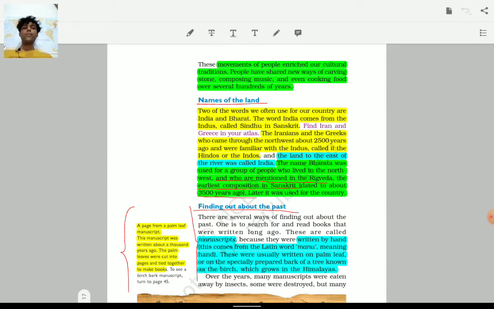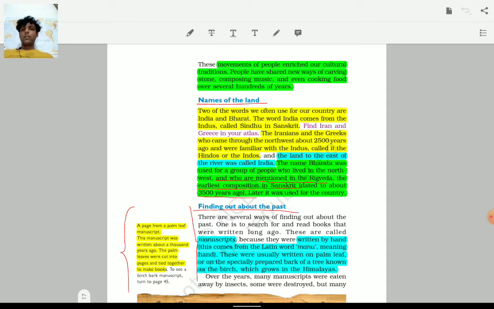The word India comes from the Indus, called Sindhu in Sanskrit. The Iranians and the Greeks who came through the northwest about 2500 years ago were familiar with the Indus and called it Hindus or Indos. So the Iranians called it the Indos or the Hindus, and the land to the east of the river was called India.